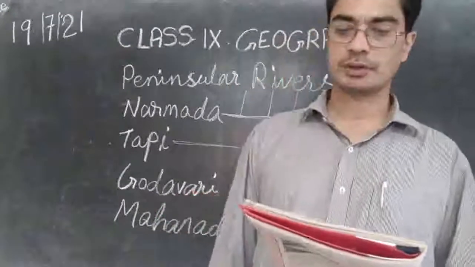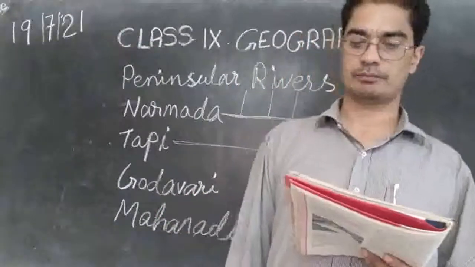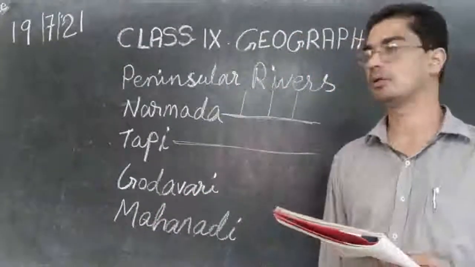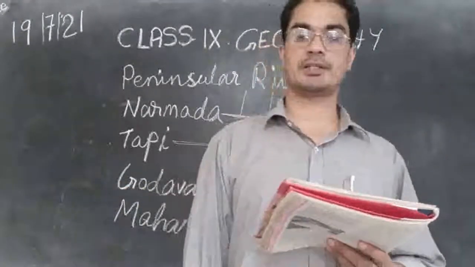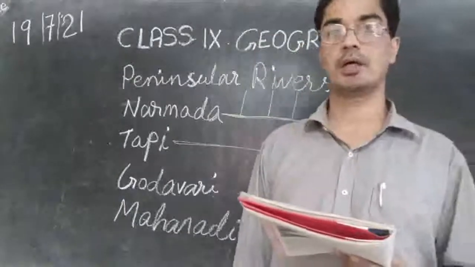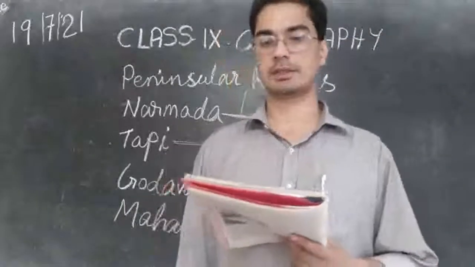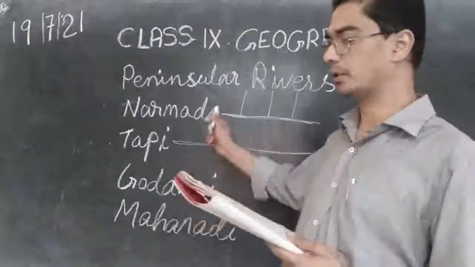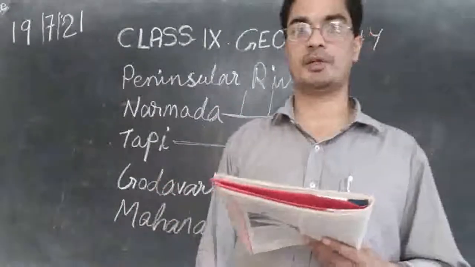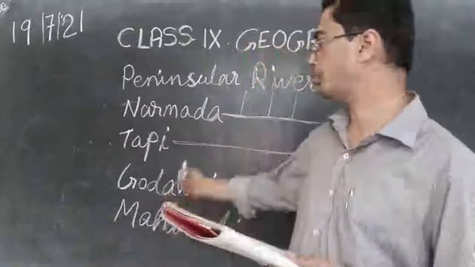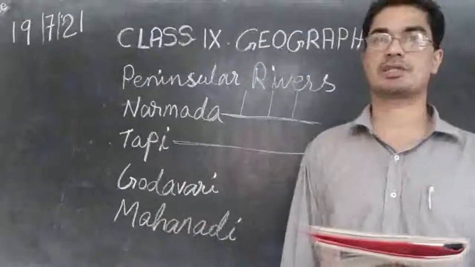Its basin covers parts of Madhya Pradesh, Gujarat and Maharashtra. So this Tapi river is flowing through 3 states: Maharashtra, Gujarat and Madhya Pradesh. These are the 3 states. Earlier we said the Narmada river is flowing through Madhya Pradesh and Gujarat, but Tapi is entering into Maharashtra also.